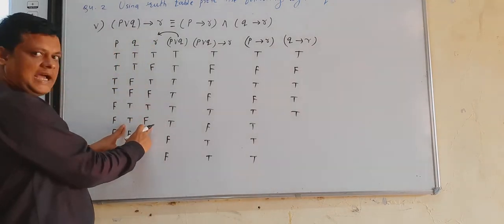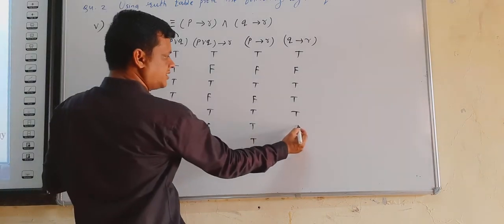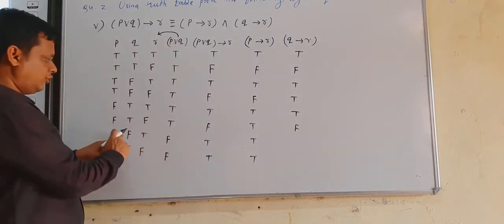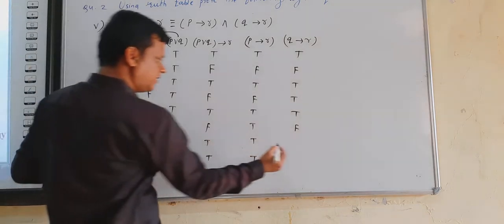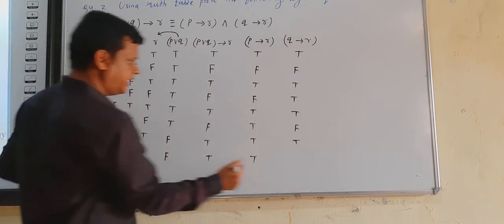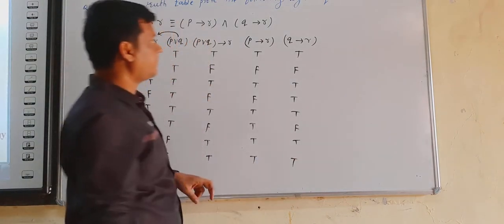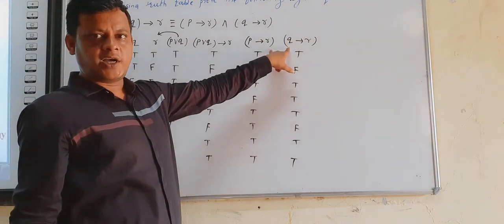Both the entries are same, therefore its truth value is T. Both the entries are not same, therefore the truth value of the second statement, which is F. Entries are same, therefore its truth value is T. Now we have to take the conjunction of these two statements.